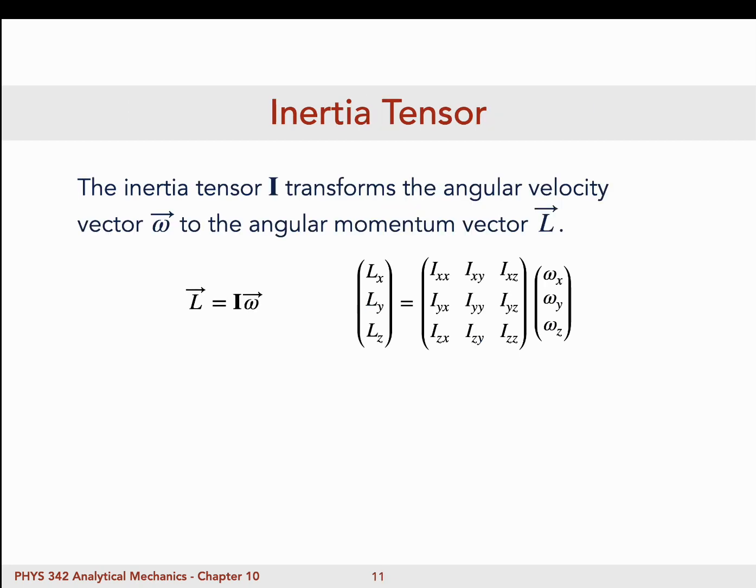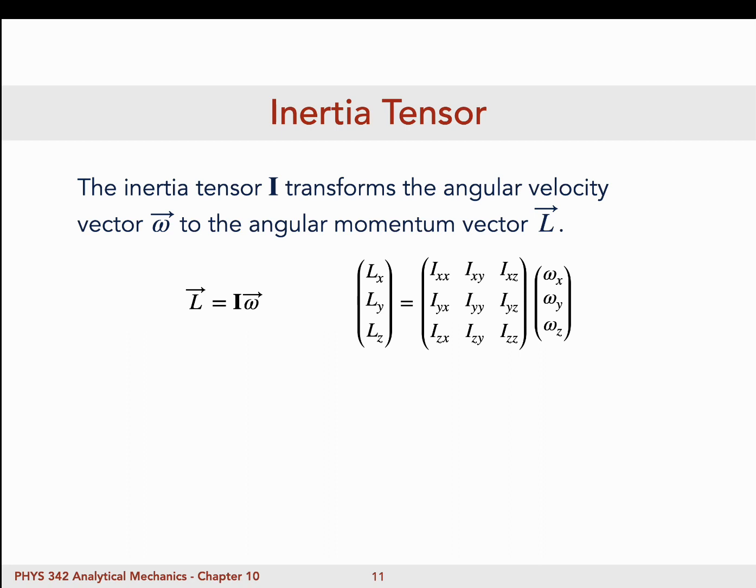So how do you use the inertia tensor? Well, it turns out that this equation, L equals I omega, you can solve using matrices. So we have the inertia tensor here as a 3x3 matrix. We're going to write the angular velocity vector as a 3x1 matrix, and the angular momentum vector as another 3x1 matrix.